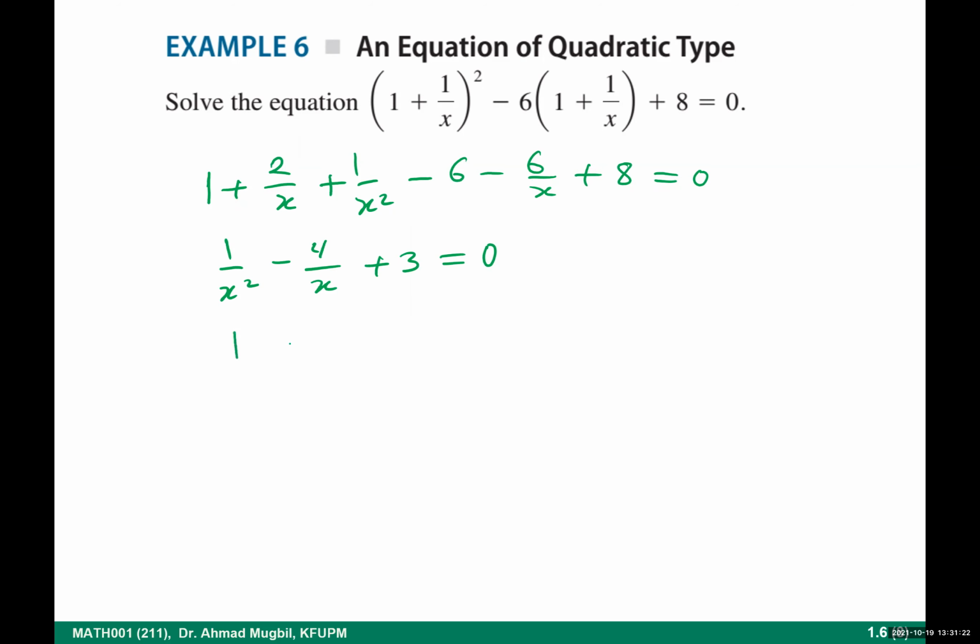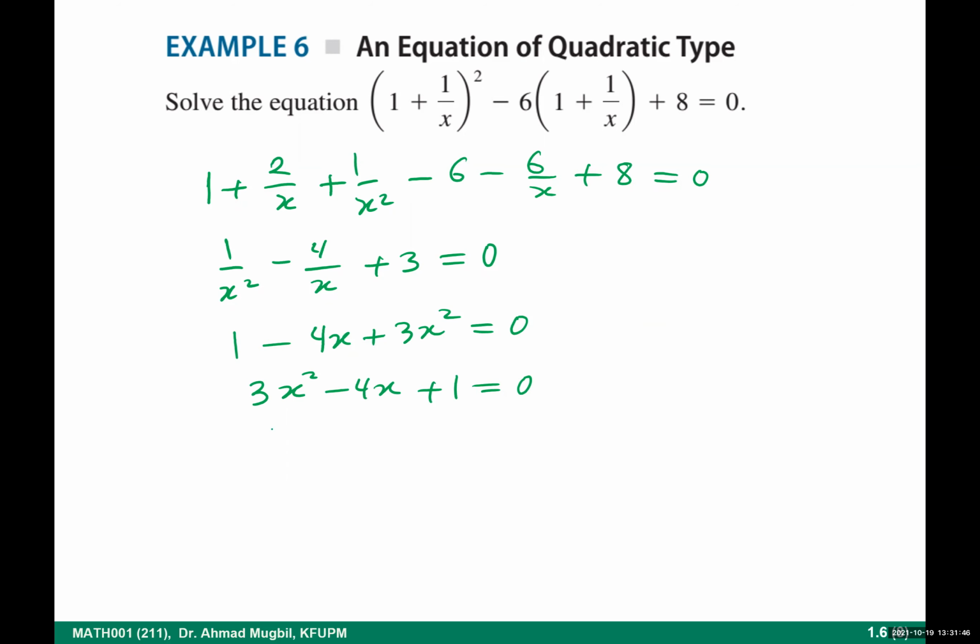So what you will get? 1 minus 4x plus 3x squared equals 0, provided that x is not 0. And it is clear from the beginning that x is not 0. Now, it is not in the standard form, by the way. Write it in the standard form. Usually we can solve it when it is like this, but you can solve it when it is like that.